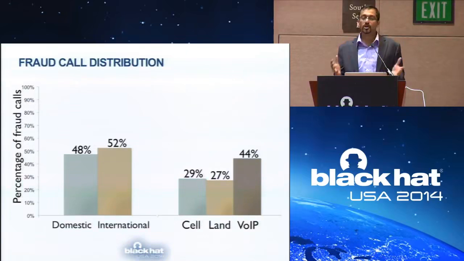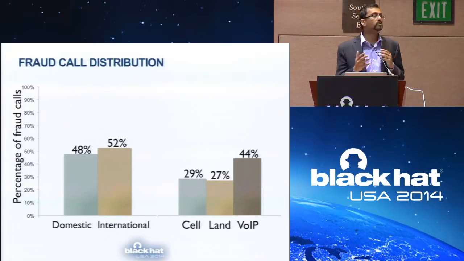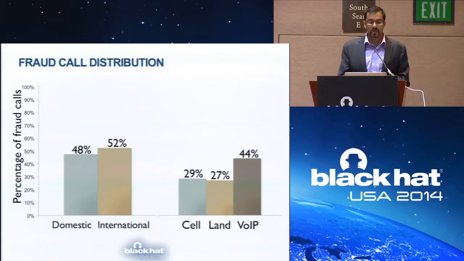We found a large majority of fraudsters are coming from international locations, about 52%. There's no surprise here, because if they're calling from international locations, they don't have to face any of the US laws. So they can completely do caller ID spoofing and remain anonymous, as long as they're able to get into these accounts. So a large majority of them tend to come from these international locations.